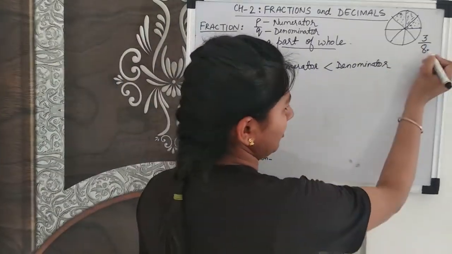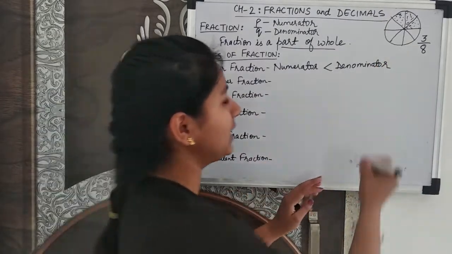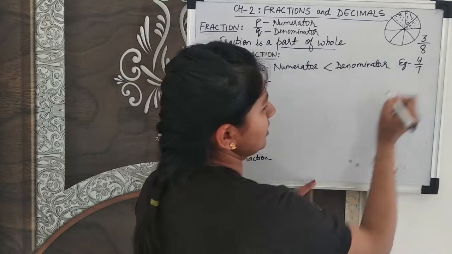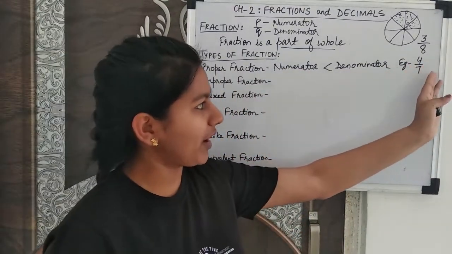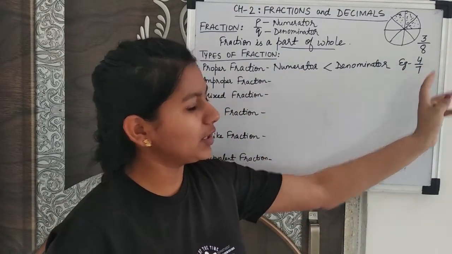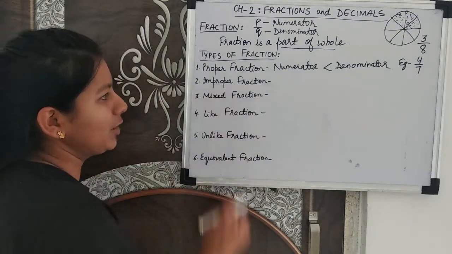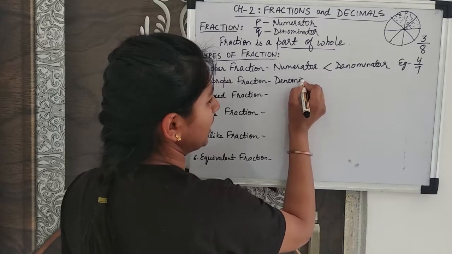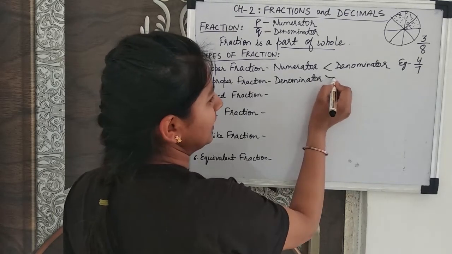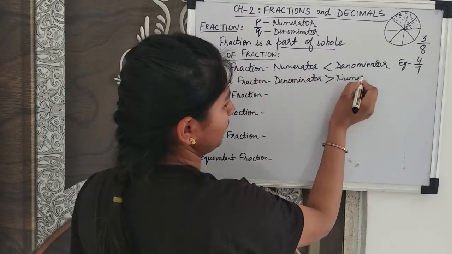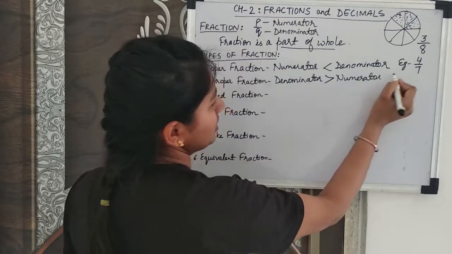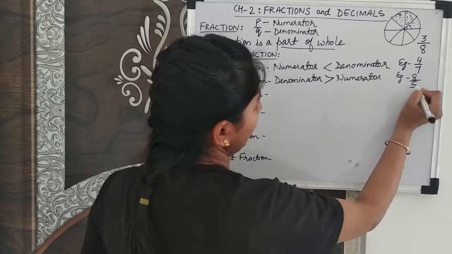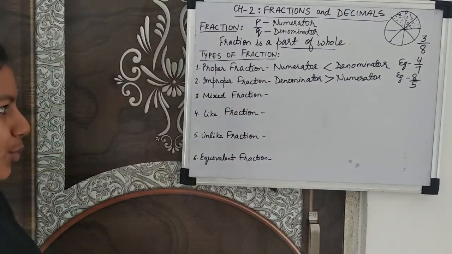Example, one example is already written, that is 3 by 8. One more example I can write, we can take 4 by 7. This is an example of proper fraction because the numerator is smaller and the denominator is bigger. Now for improper fraction, it's just the opposite. The numerator is greater than the denominator. So in this case, an example can be 8 upon 5. This is an example of improper fraction.